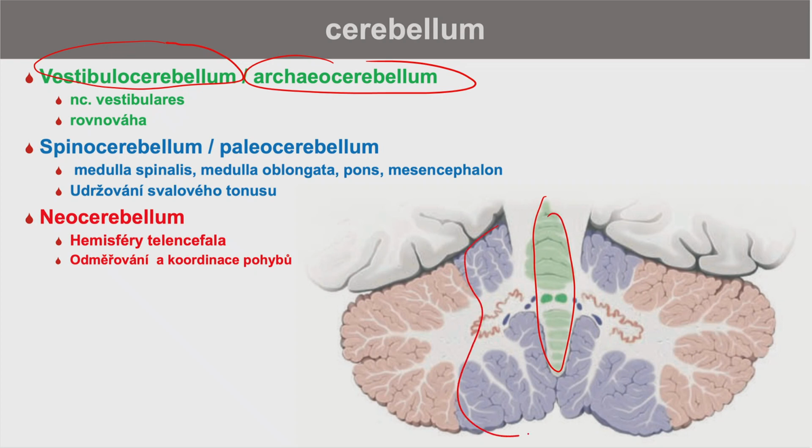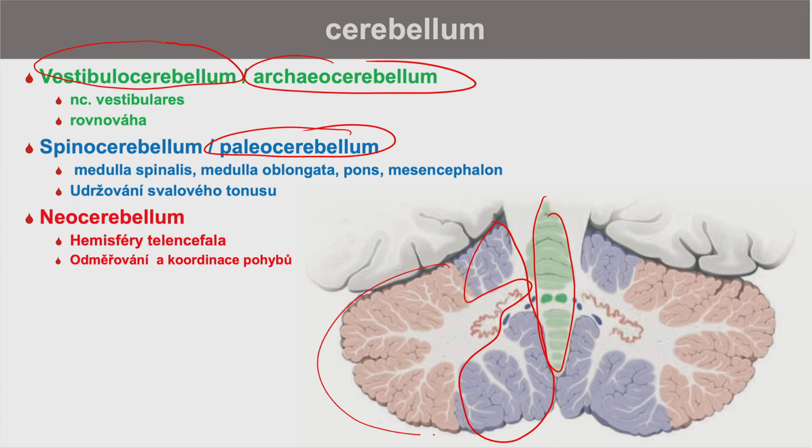A little bit laterally we can observe a part which is called the paleocerebellum. The paleocerebellum contains connections with the spinal cord, oblongata, pons, and mesencephalon, and this is a very important center which is maintaining the tonus of muscles, so to have muscles ready for the action. The proper tension of muscle is needed to do something.